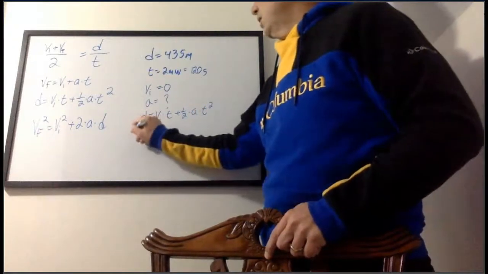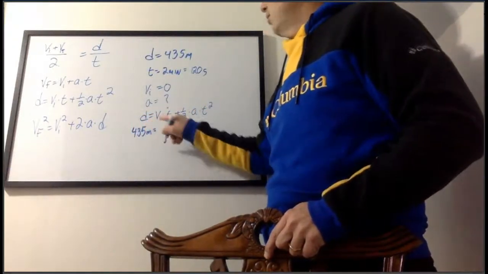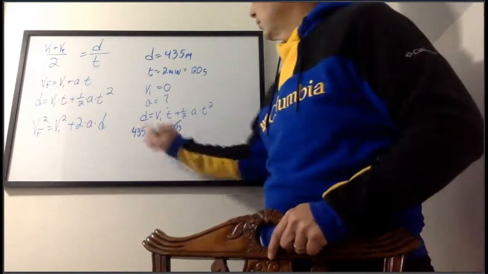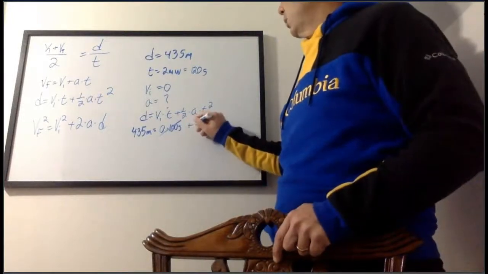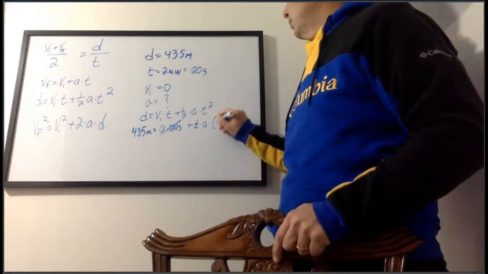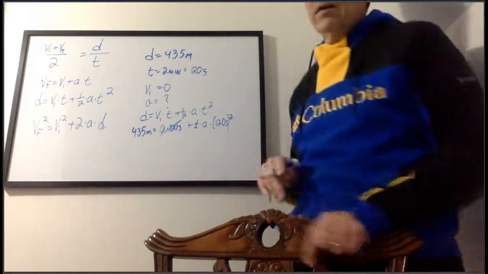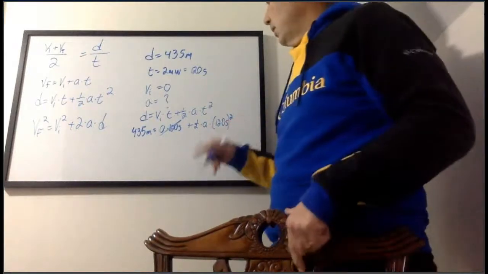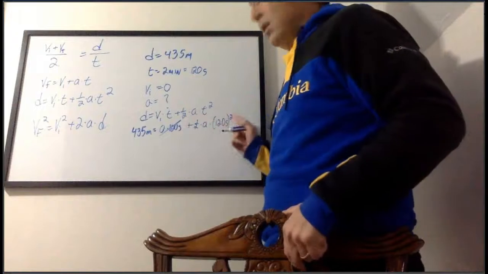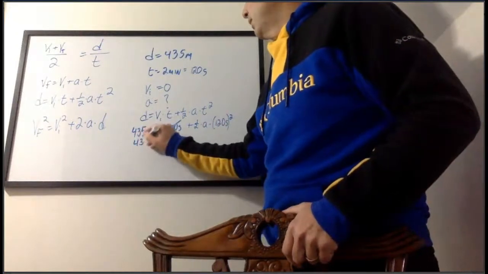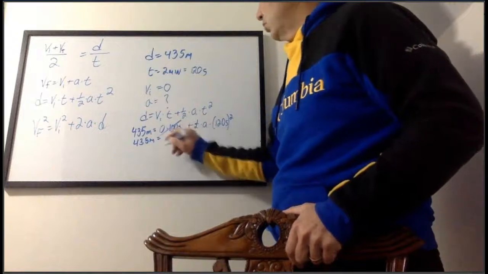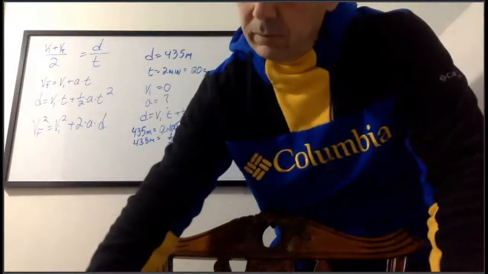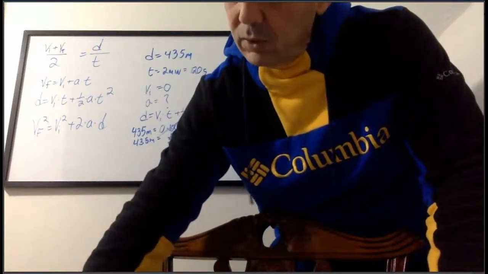So I'm going to substitute in for D, 435 meters. VI is 0. The time is 120 seconds. Well, what's 0 times anything? 0. So that part doesn't matter. Plus 1/2 times A times T, 120 seconds squared. Don't lose your squares in these equations. Very, very important. Now I have to do a bit of multiplying here. First I'm going to square this, so let's take it step by step. 435 equals. I'm going to ignore this since it's all 0 and say we have 1/2 times A times 120 seconds squared. So 120 squared is something like 14,000.